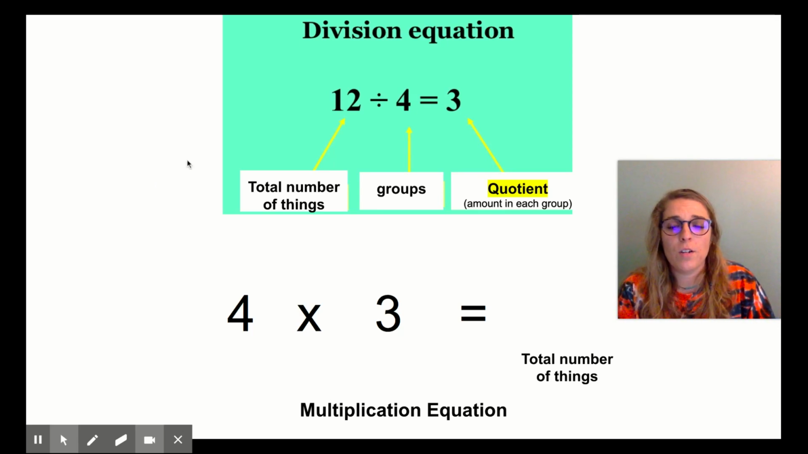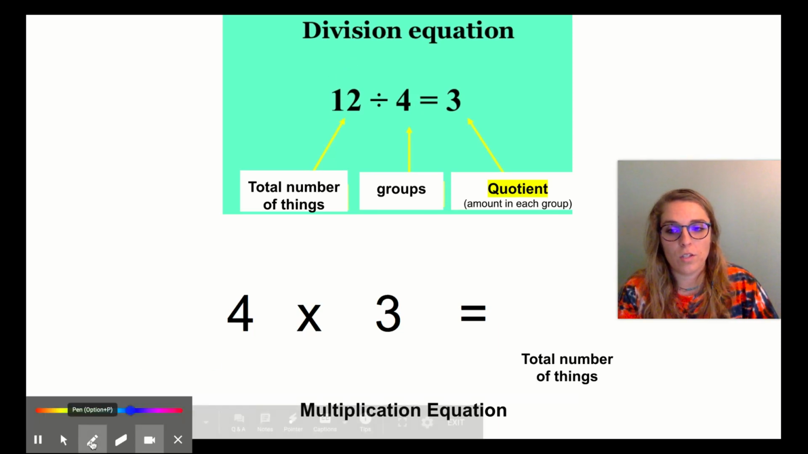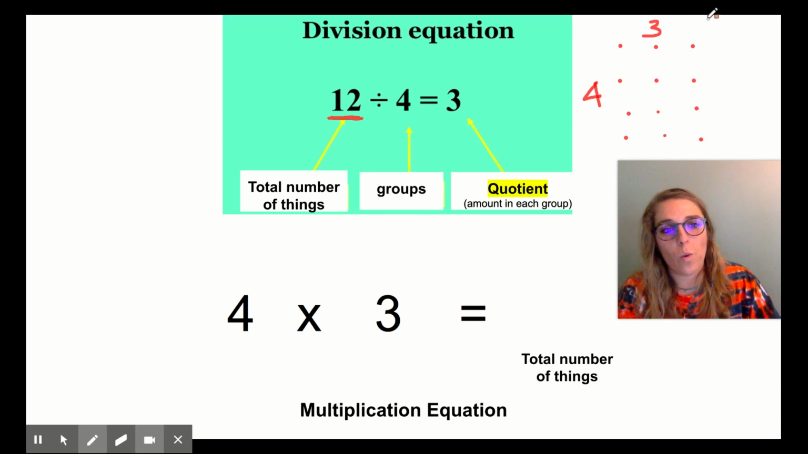Just as a reminder, when we have our division equations, we know that this number right here that starts us off is our total number of things. In this case, let's say I had 12 cupcakes and I want to split them into 4 groups. This division equation tells me that I would have 3 cupcakes in each group. If it was an array, it would look like this: each of these dots is a cupcake. Drawing the arrays always helps me think about it. So there's 4 rows, each row has 3 in them, or there's 3 columns, for a total of 12 cupcakes.